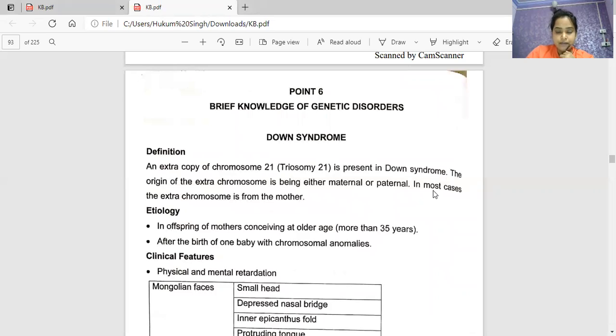Now, etiology. Etiology is in offspring of a mother conceiving at an old age, more than 35 years old, and after the birth of one baby with chromosomal anomalies, there is an etiology of again having progeny with Down syndrome.